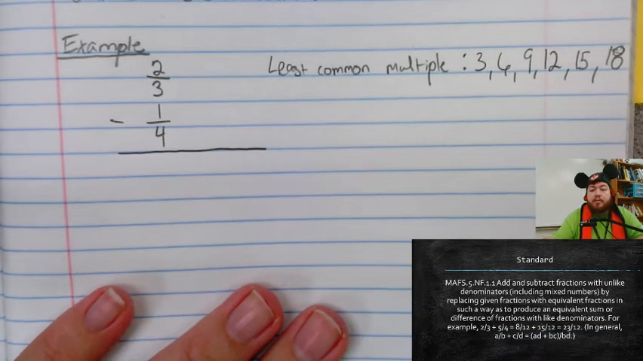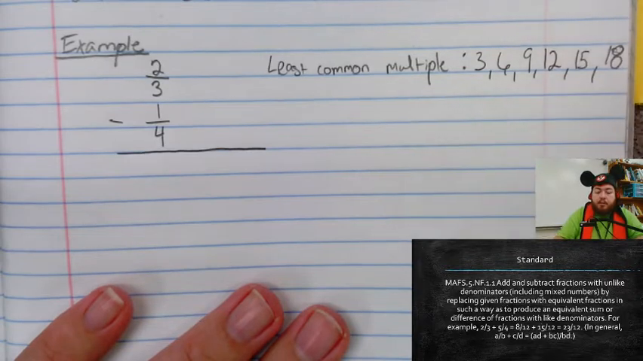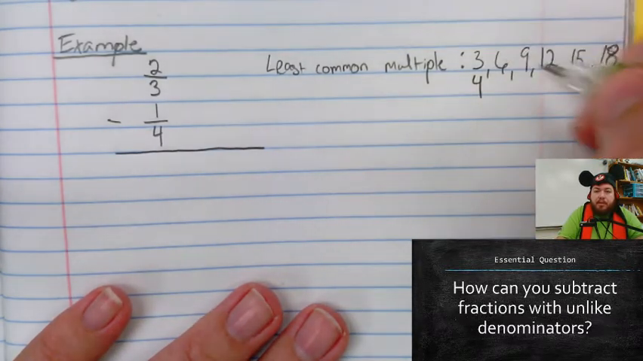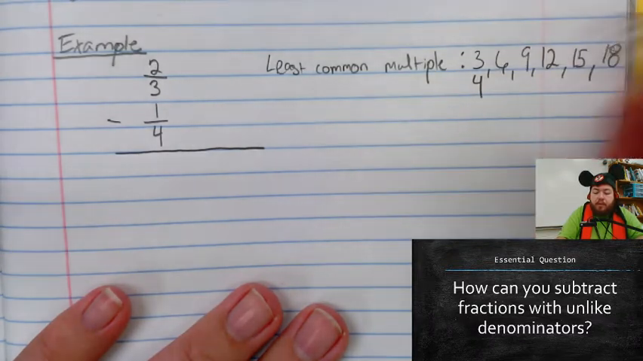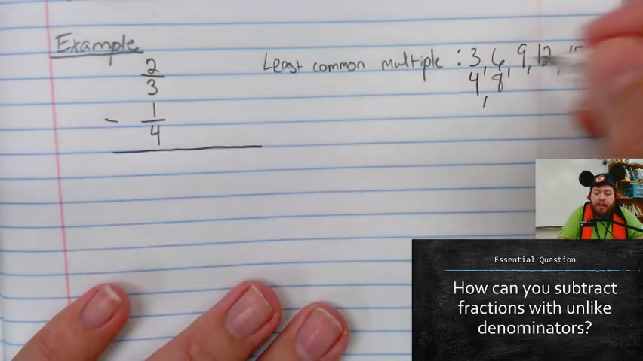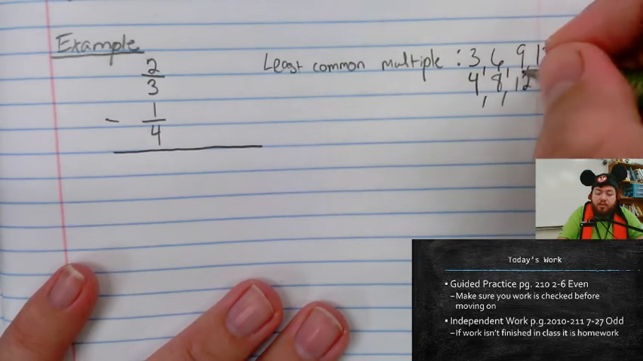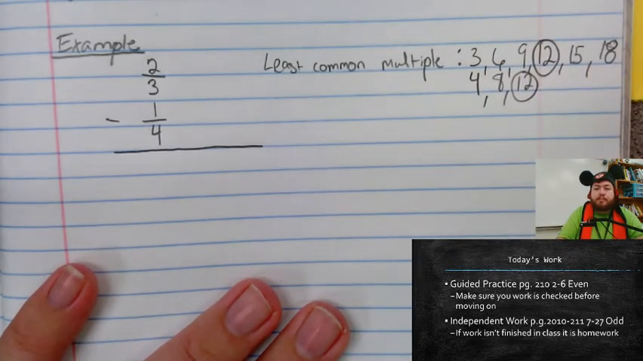Next thing I need to do is find the least common multiple with 4. So I need to list the multiples of 4. So I'm going to do 4. And every time, I'm going to check my list. Do I see a 4? No. Do I see an 8? No. Do I see a 12? Yes. Now I should be circling that so I know.